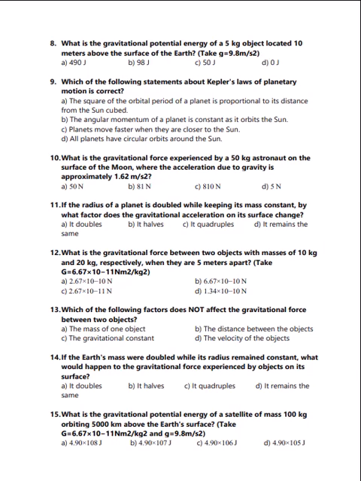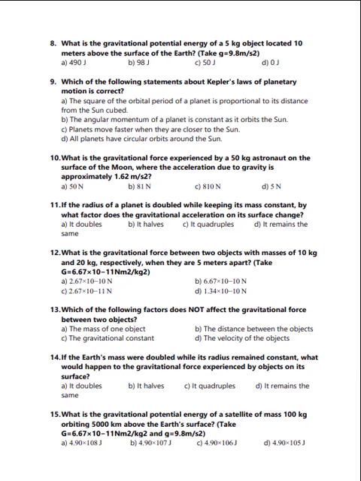If the radius of a planet is doubled while keeping its mass constant, by what factor does the gravitational acceleration on its surface change? It doubles, it halves, it quadruples, it remains the same. Correct answer for question number 11 is B, that is it halves.